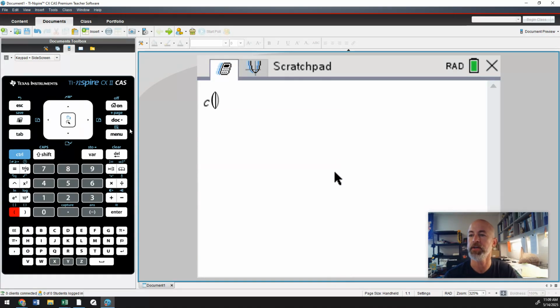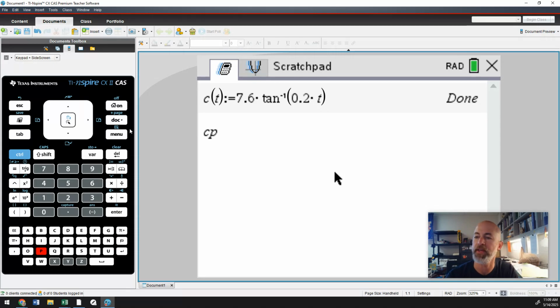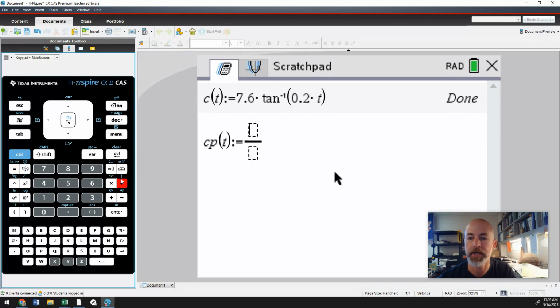So I'm going to do C of T is equal to 7.6 arctan 0.2 T. Does that work? Yes, it does. That is entered correctly. And then C prime is also given, I'm going to call that CP of T for C prime of T, and that is given as 38 divided by 25 plus T squared. Double check that, make sure everything is correct.